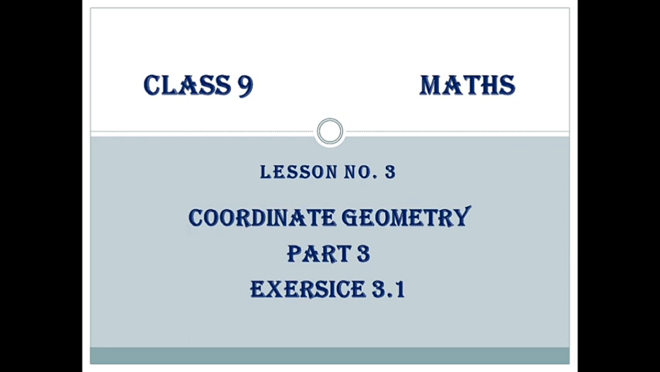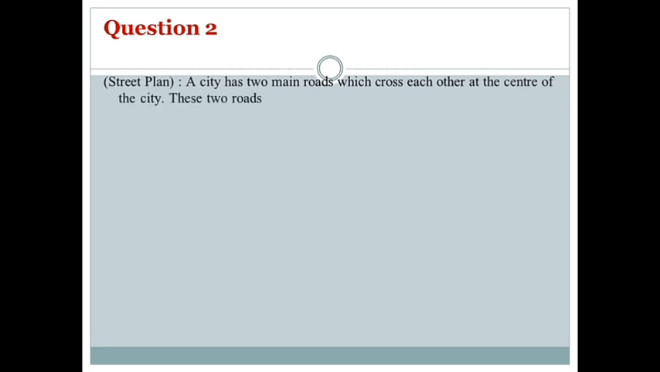Coordinate Geometry, part 3, exercise number 3.1. In the earlier part, I took the first question of this exercise, and today I am going to take the second question. In the question it is given: street plan. A city has two main roads which cross each other at the center of the city. These two roads are along the north-south direction and east-west direction. The question is too big, so try to understand it step by step properly.